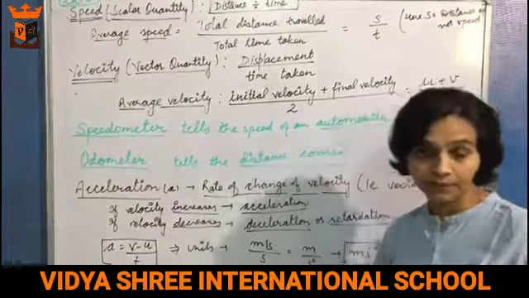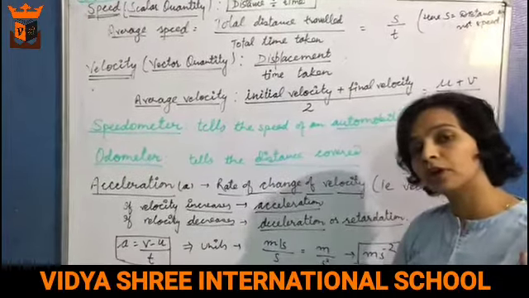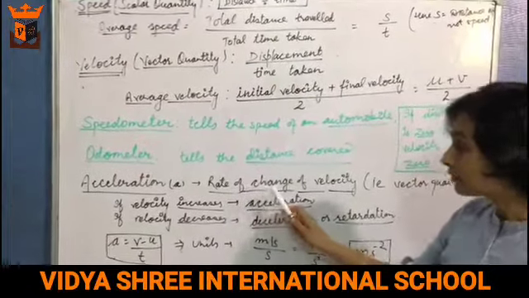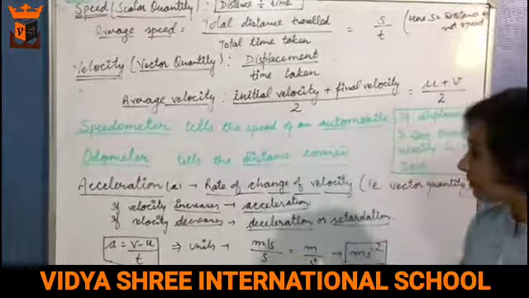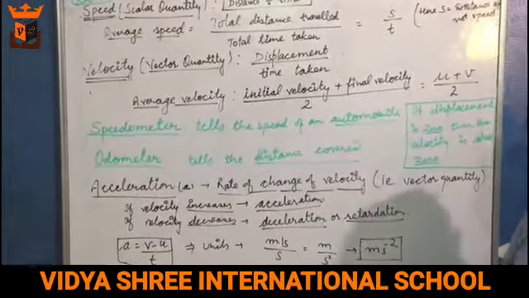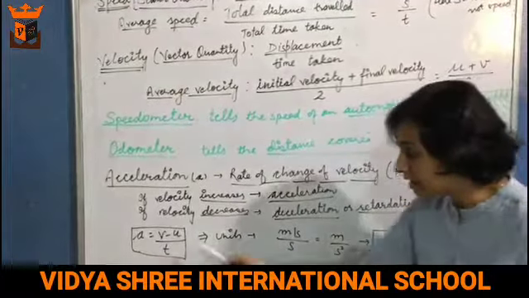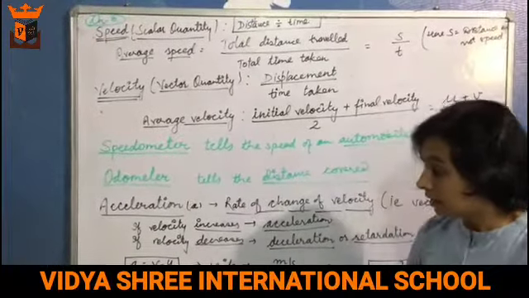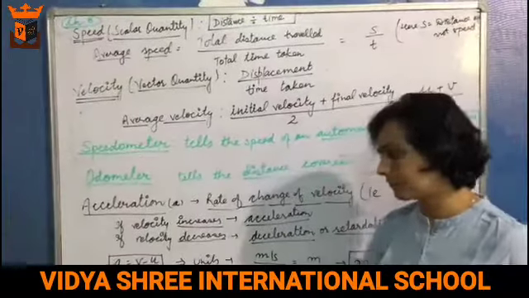Now acceleration. If you change the velocity of your automobile or your cycle or any object, then the rate of change of velocity is called acceleration. Because velocity is a vector quantity, acceleration is also a vector quantity. We are talking about the rate of change of velocity, that is change in velocity divided by time. So acceleration is final velocity minus initial velocity divided by time.